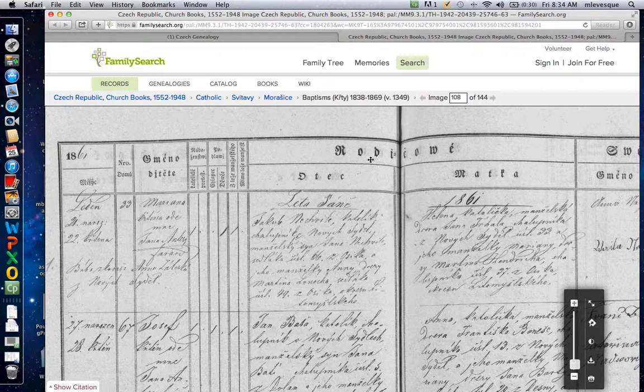Moving on. ROD stands for clan. Rodina, R-O-D-I-N-A, is family. So this has something to do with family. Knowing the root word, you can figure out the area. You don't need to translate it literally. Otec is father. Matka is mother.